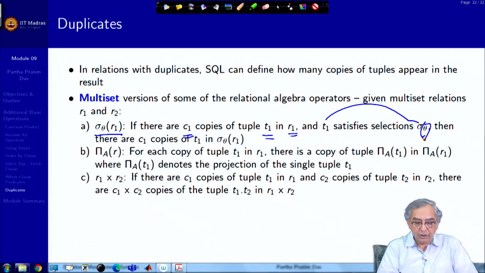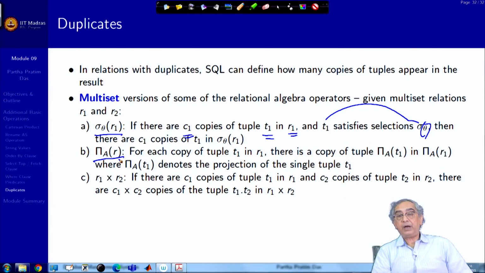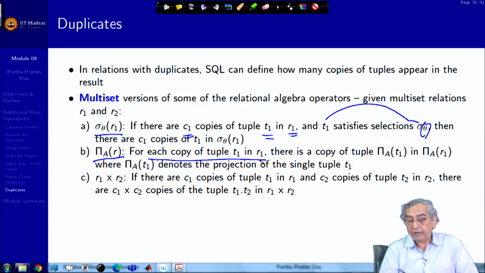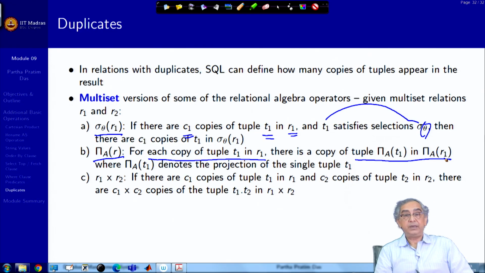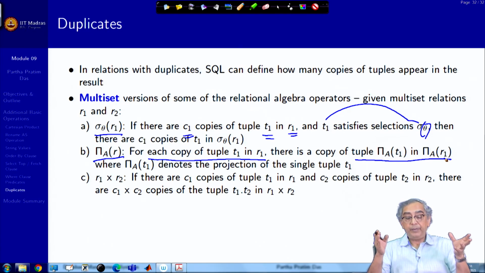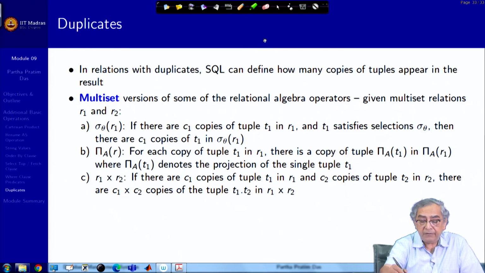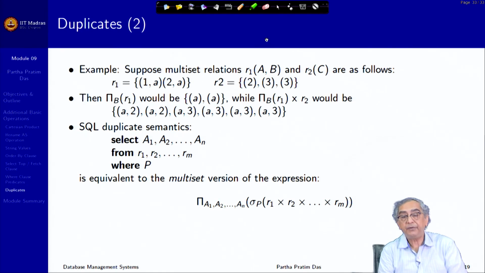It could be multiple. Similarly, if you do projection, on that column many tuples may have the same value. So, for each copy of tuple T1 in R1, there is a copy of the projection of T1 on R1. If there are multiple ones, those multiples will be retained. A similar thing happens for Cartesian product. So, this is a little bit of extension in terms of duplicate management with multiset.